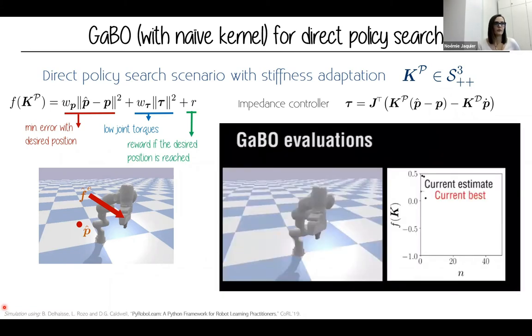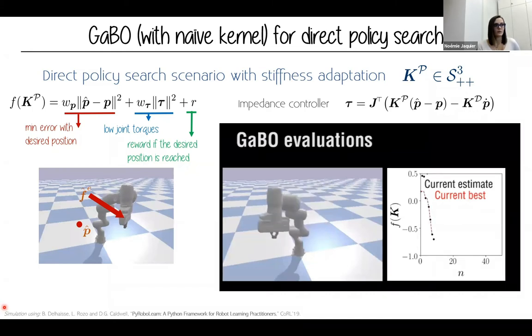I will show you here the evaluations of GaBO on this problem. It goes very fast. You have to observe that at the beginning, GaBO queries some stiffness that are very high. So the robot is going in a very stiff manner, in a very fast manner, from the initial position to the desired position. After some iterations, the BO finds some better solutions. The robot still manages to reach the desired position, but it does it in a much smoother manner, with a more compliant behavior.